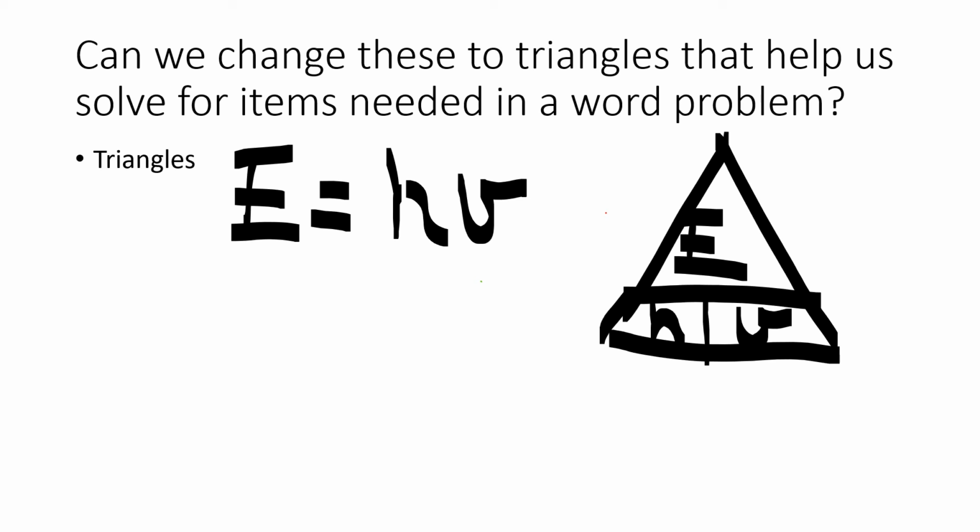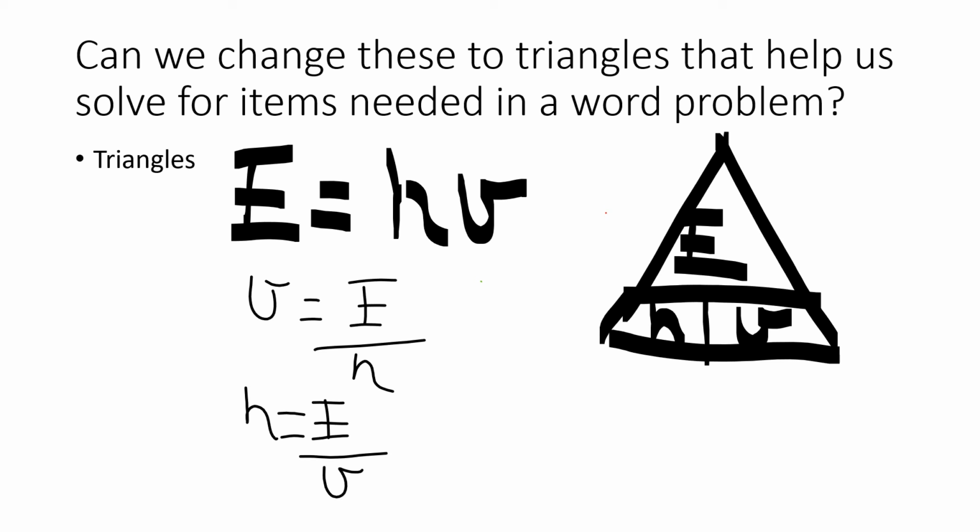So in other words, if we want to calculate energy, we're going to multiply Planck's constant times the frequency. If we want to know frequency, we would take the energy and divide by Planck's constant. If we need to know Planck's constant, it's always going to be the energy divided by the frequency. That's how our triangles can help us figure out where we are and where we need to go. The other triangle has to do with the speed of light.